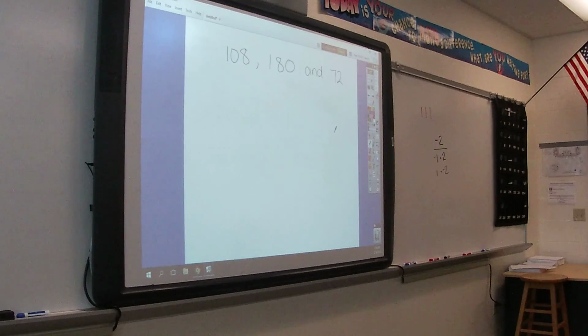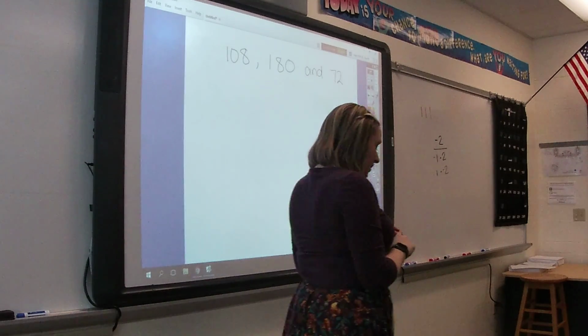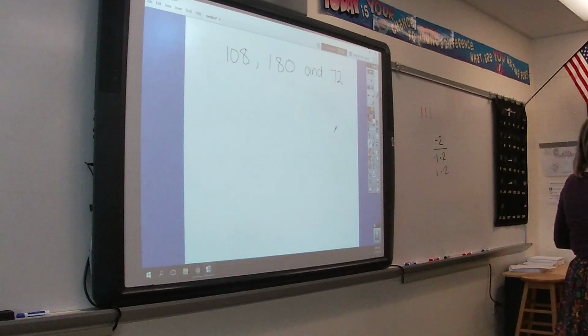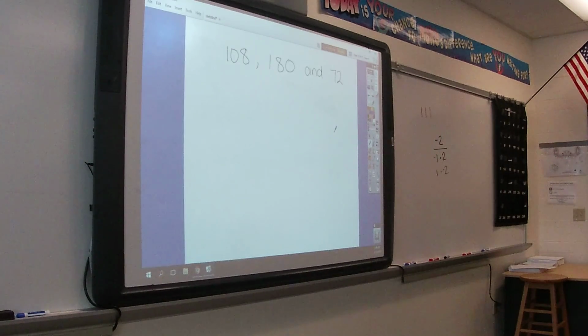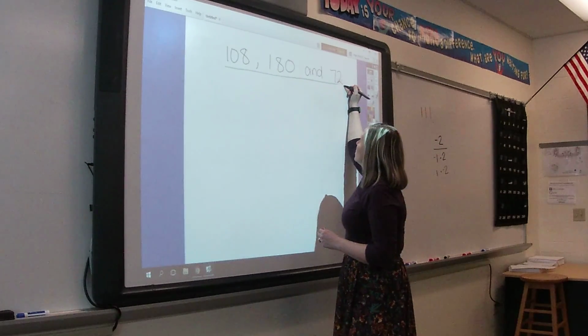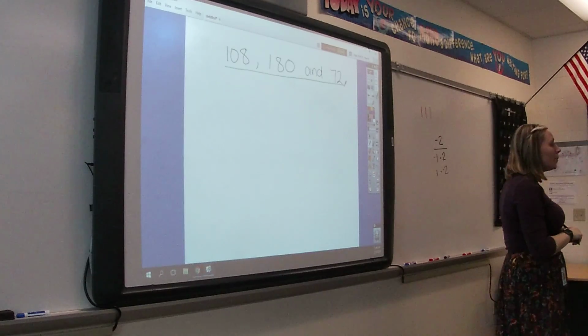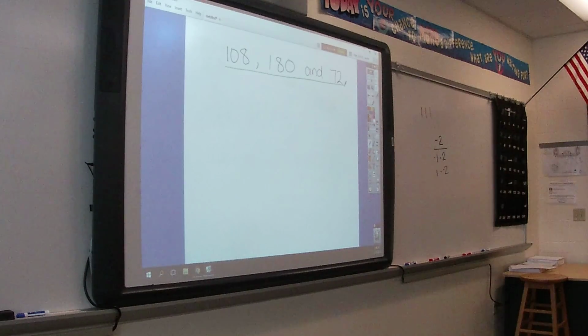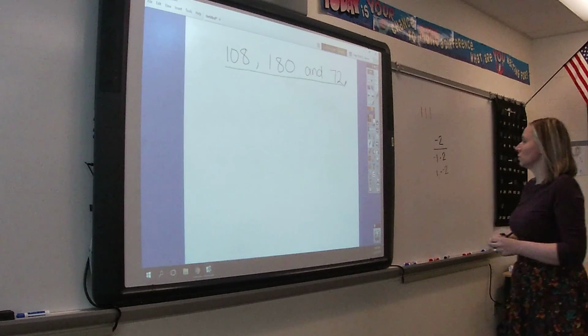So let's say we now want to find the GCF of 108, 180, and 72. So we have 3 numbers. We want to find the largest number that will divide evenly into all 3 of them. Couldn't we add them? So what do we know that these will all be divisible by? 2. So let's pick 2.